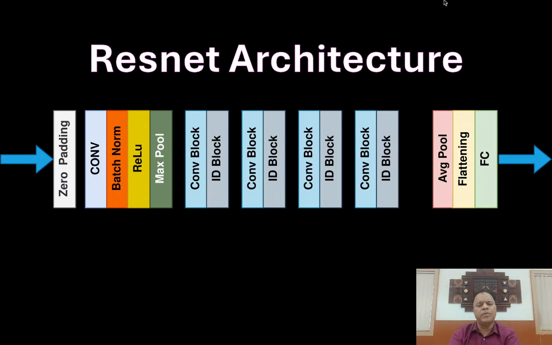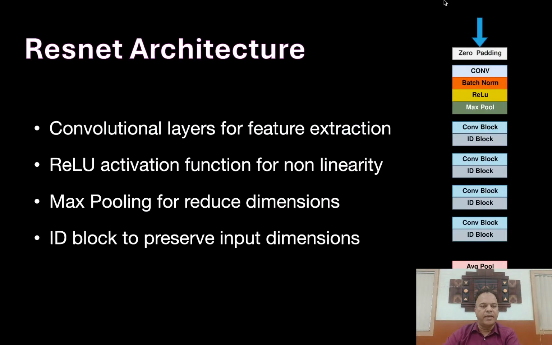And then it continues. Finally, we do average pooling and then flatten it, typical neural networks, which we have covered in the past. And then finally, it will do the classification or generate the embeddings as we need, and it moves on. So that was a horizontal image. So I'm also showing it as a vertical one. As you know, for feature extraction, non-linearity, reducing the dimensions, and also to preserve the input dimensions, that is the ID block.